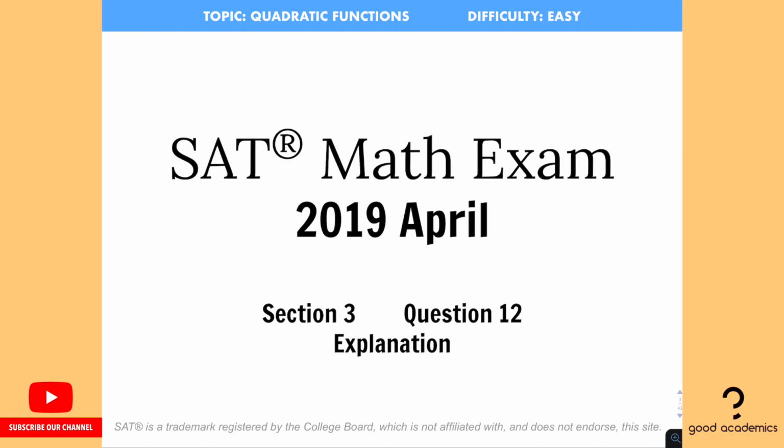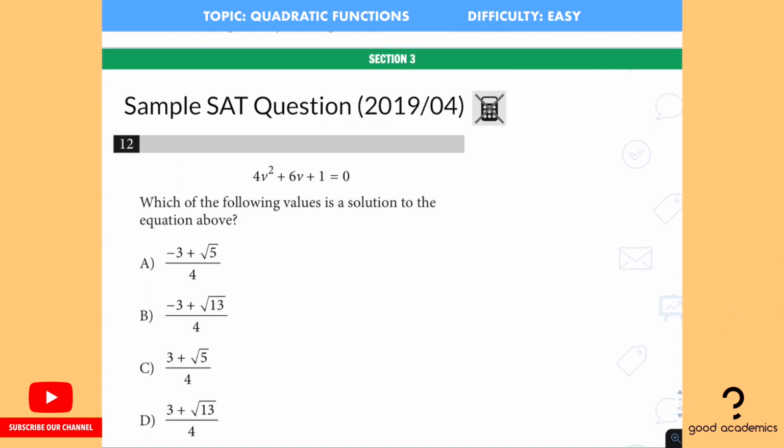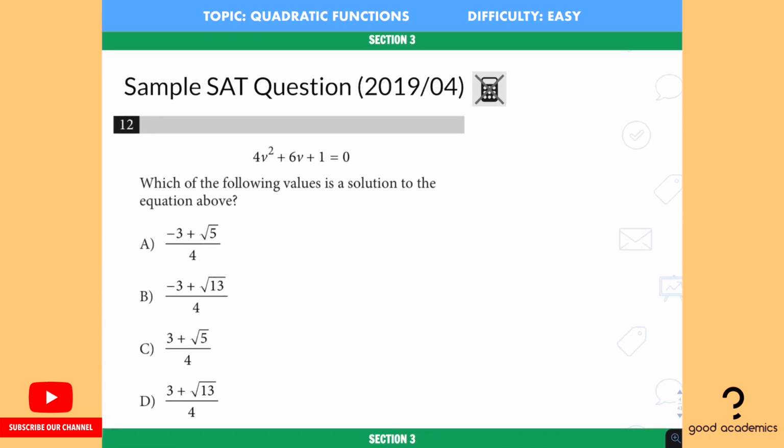In this video, we'll go over 2019 April SAT exam, section 3, question 12. Now, just taking a quick glance at this question, you can see there's a quadratic equation. So what we think about is, can we do this by factoring? Okay, it looks a little bit complicated. Should we try?